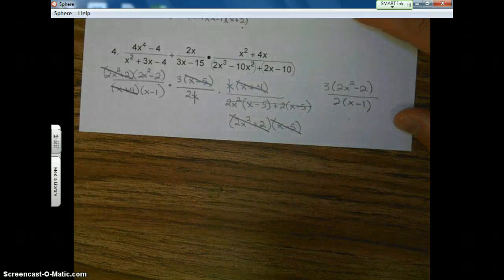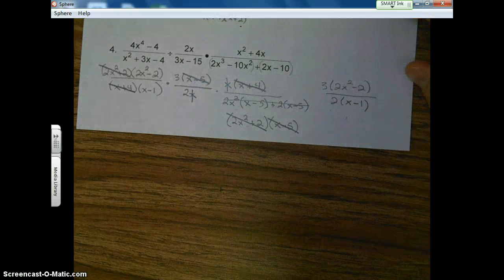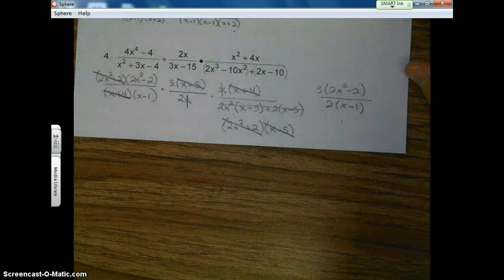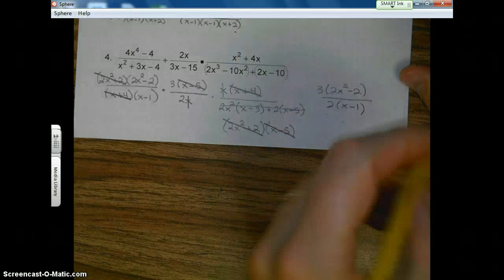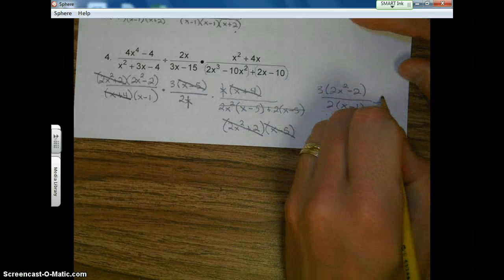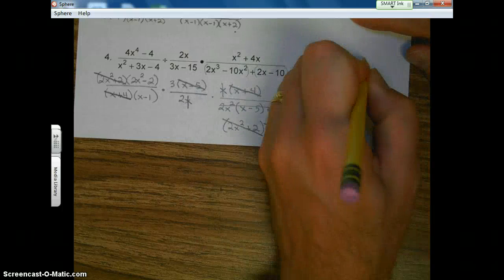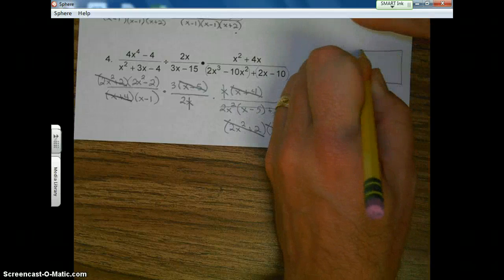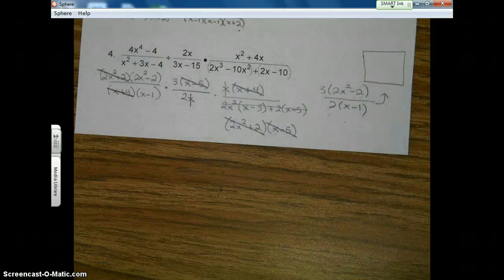I see something. I can go even further. I just noticed it. Does anyone else notice what I could possibly do to factor this even further? Let me know in class what the final answer is. Okay? Thanks. See you guys in class.